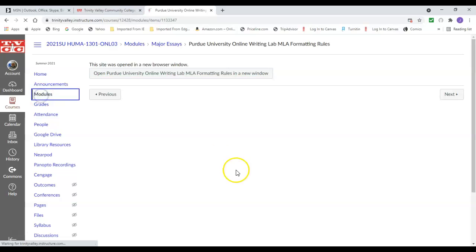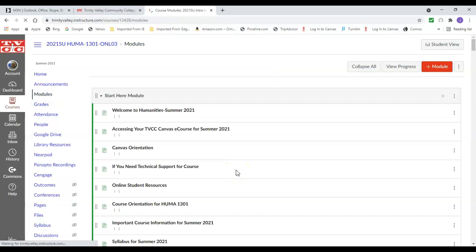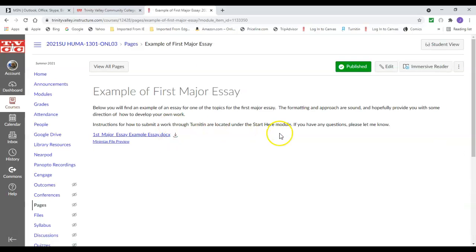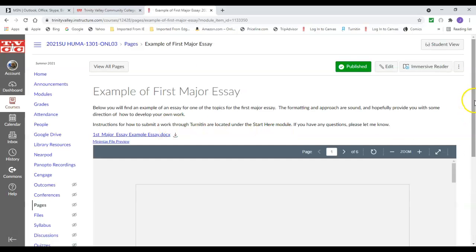But then also, under this essay module, give it just a moment as it'll click back, I do have a couple of videos that will walk you through the format of how your essay should look once you finish writing it. And then I have an example of an essay that is supposed to open here. There we go.